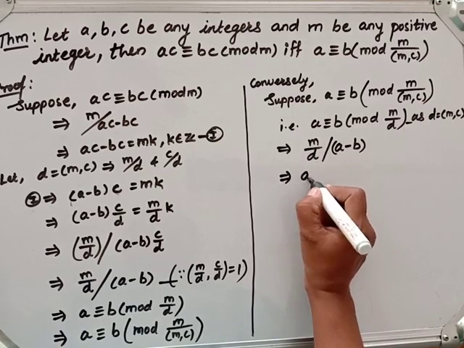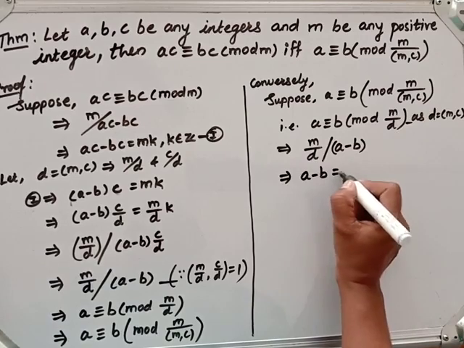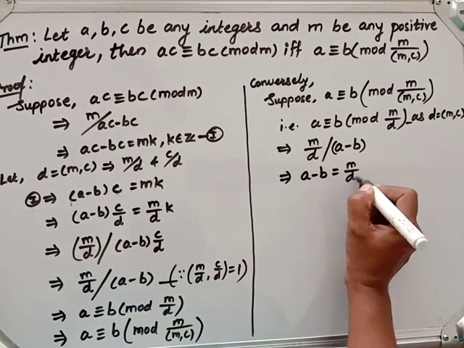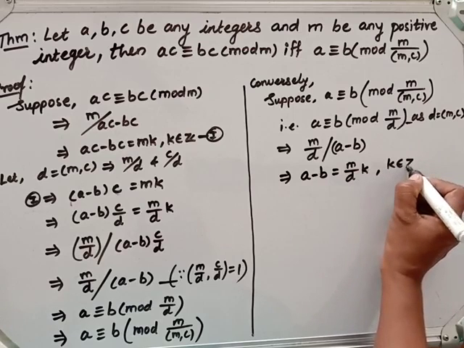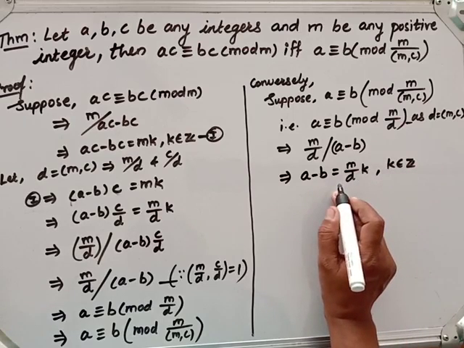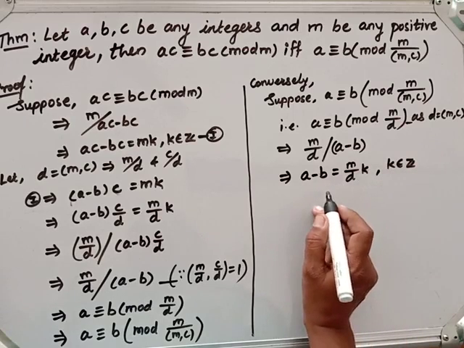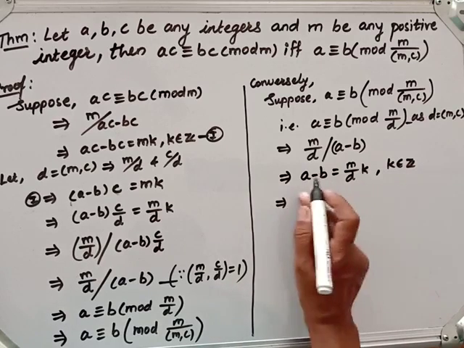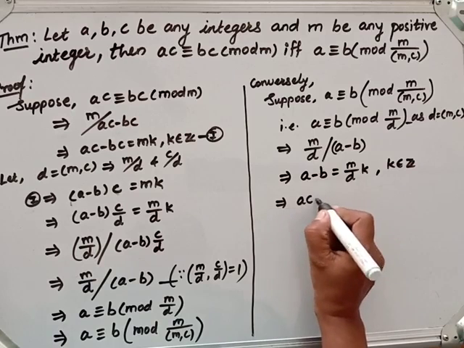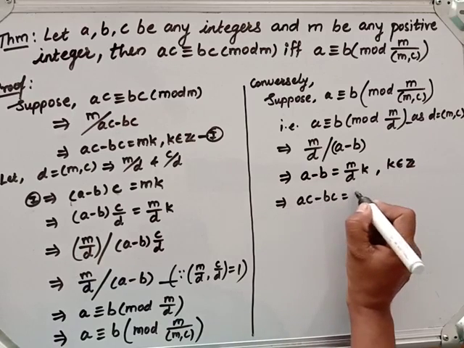Now, by definition of divisibility, a minus b is equal to m upon d into k, for some k belonging to Z. Now, as c is one of the integers, let me multiply both sides by c. So it will be ac minus bc is equal to what?